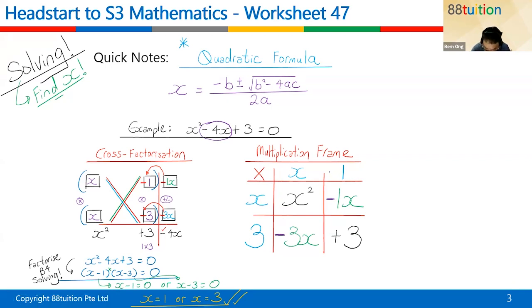So this minus you have to copy upwards, because it's like -1 times x will give you -1x. This minus you have to copy over here. It's like -3 times x is -3x. And you read it from left to right, top to bottom. So you can present your answer as x squared minus 4x plus 3. The same question: you factorize before solving, x minus 1, x minus 3 equal to 0.